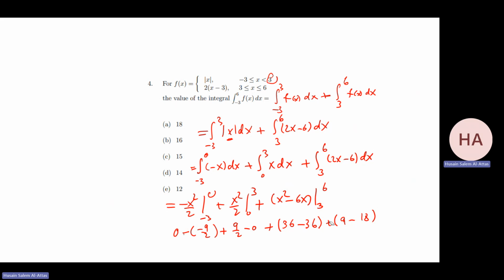Minus, sorry. This is a minus. It should be minus. So this with this give me 9 plus 0. This one is minus 9. That will be plus another 9. That will be 18.